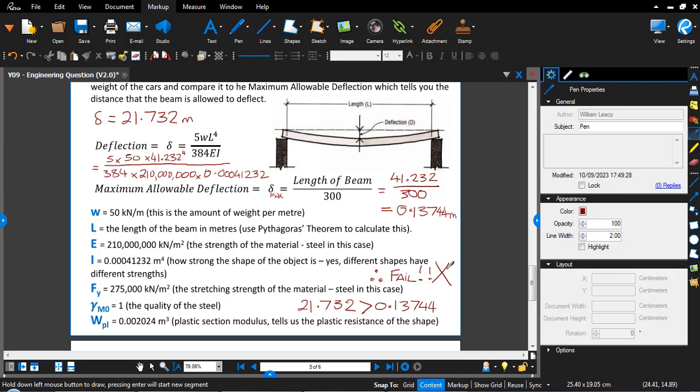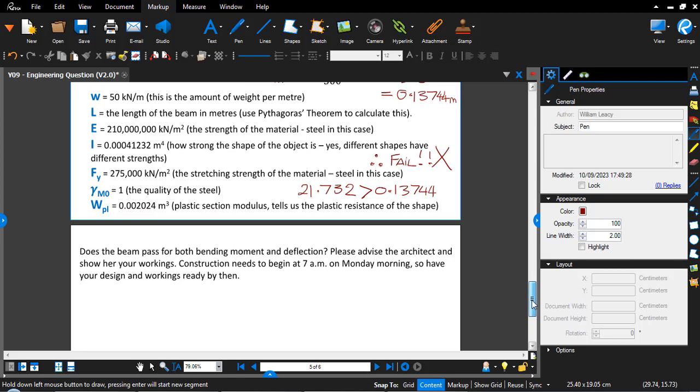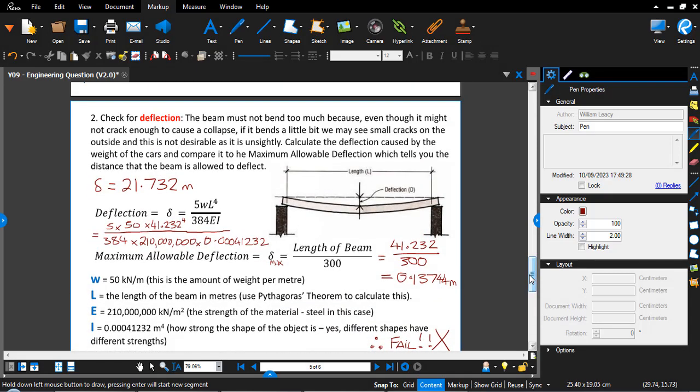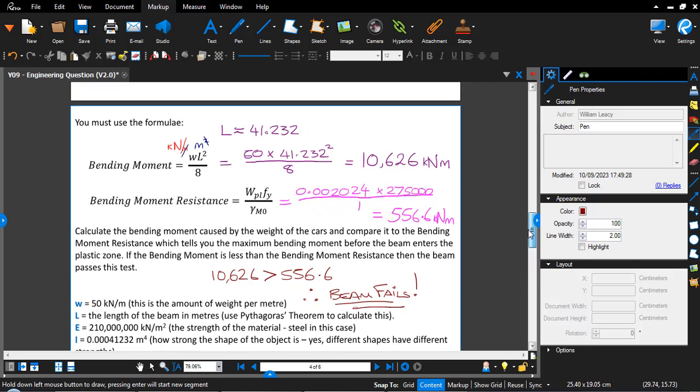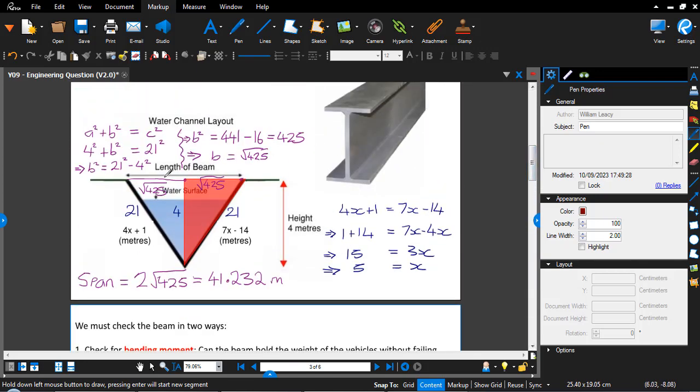So I asked you to watch till the end. The thing is, when I made this question, I made 2 versions, and I gave you the wrong version. I'm sorry. This is so stupid, because this beam is massive. There's no way this would happen in real life. There's no way you're going to get a beam that spans 41 meters.